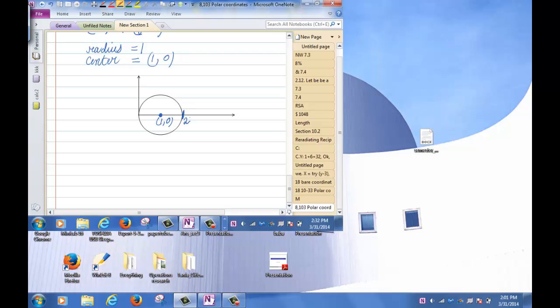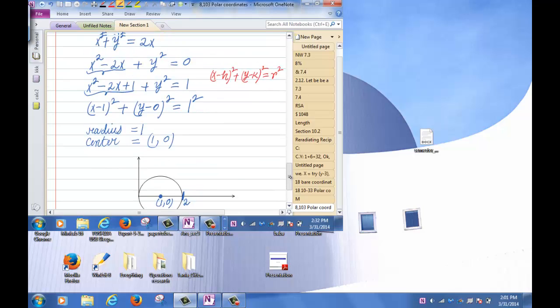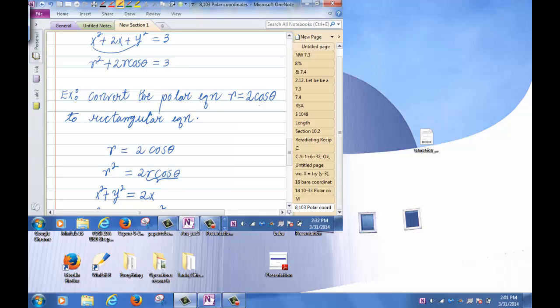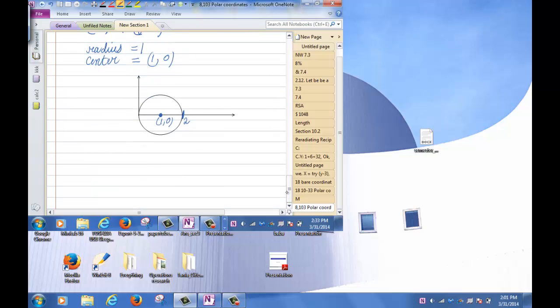Everybody's okay? Now, can someone guess? Instead of having cosine theta here, if I have sine theta, can you guess what would be the graph? From knowing that the graph of this one is this, yeah, it'll be a circle of radius 1 centered at 0, 1. Very good. So you're going to have the circle sitting on the y-axis instead of the x-axis. Everybody is okay with what I said so far?